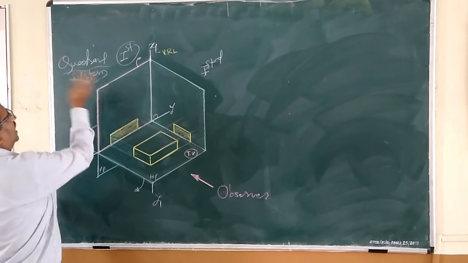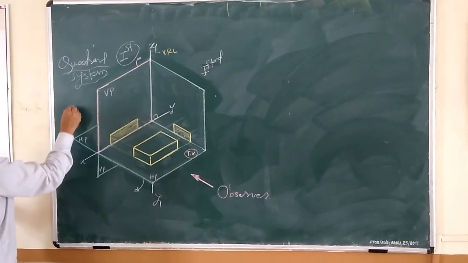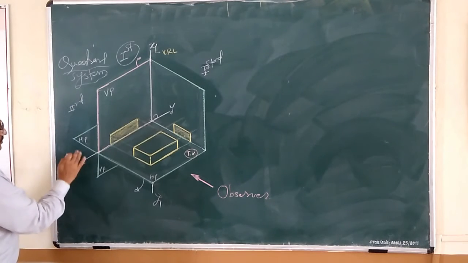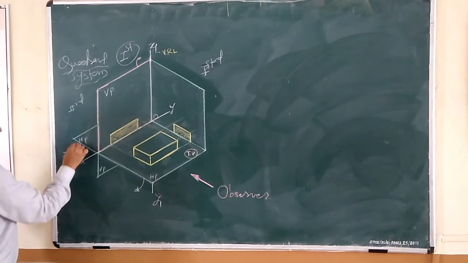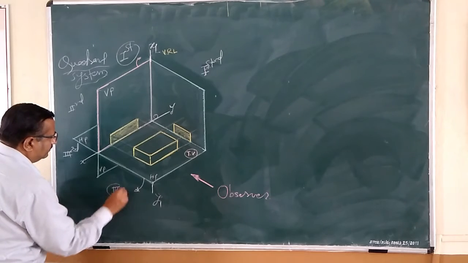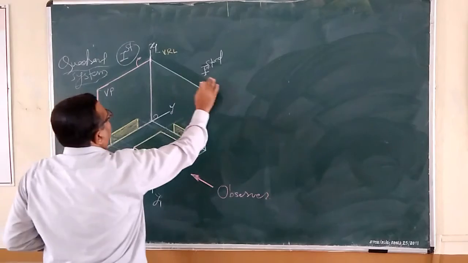Second quadrant is just behind this vertical plane and above this horizontal plane. This is nothing but the second quadrant. Third is here, below HP, behind VP. And in front of VP, below HP is the fourth quadrant. Third quadrant, fourth quadrant.